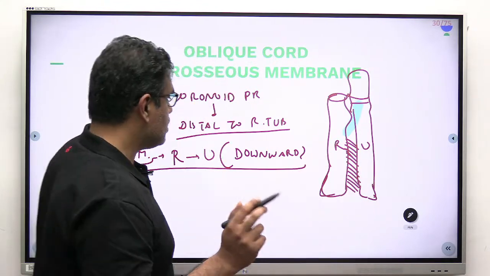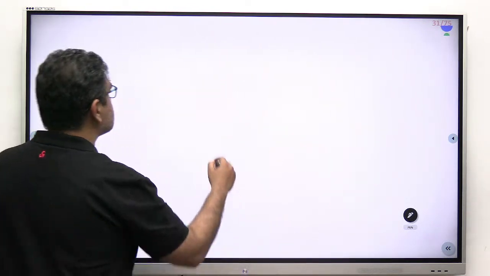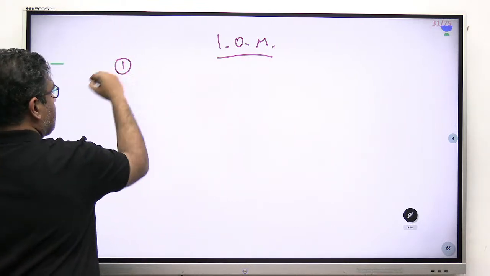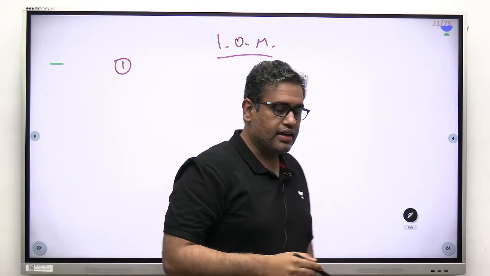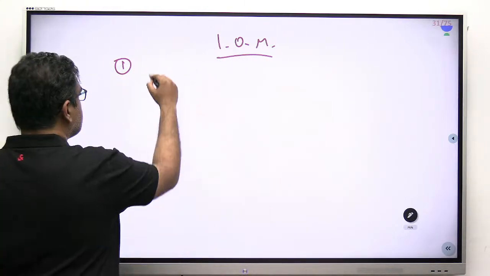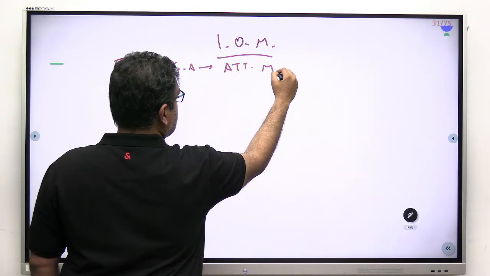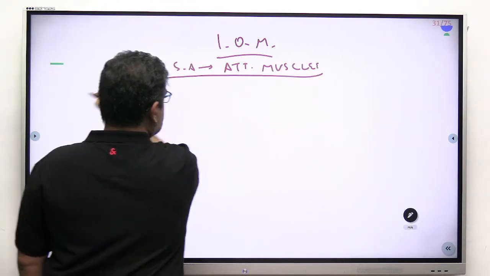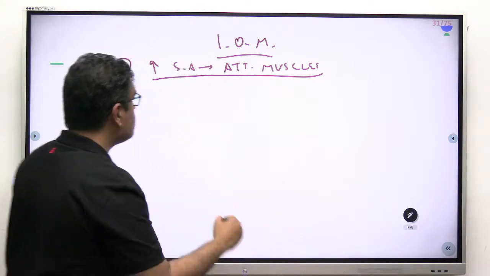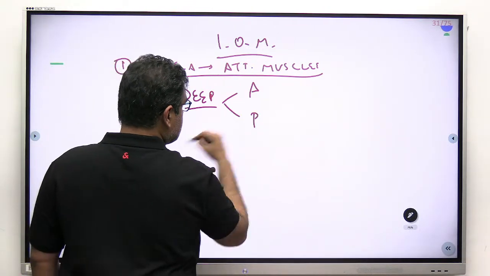There are a few important functions or actions of the interosseous membrane that we have to understand. If I write IOM over here, first of all, as you can see, it is binding the two bones. So obviously, it is increasing the surface area for attachment of the muscles. Which muscles? Obviously the deep muscles, not the superficial, both anteriorly as well as posteriorly.